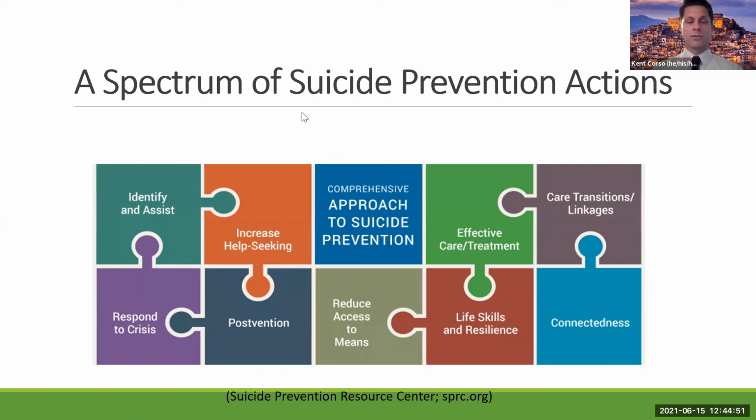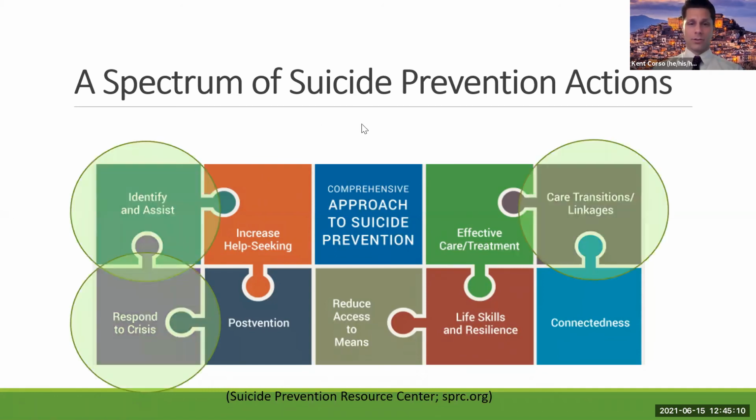So according to the Suicide Prevention Resource Center, now this is part of SAMHSA, which is the Substance Abuse and Mental Health Services Administration, which is a part of HHS, so our federal government's Health and Human Services Department. These nine facets are essential to a comprehensive suicide prevention approach. Now here's the problem. Only the ones circled in green are the ones we tend to do well. We're really great at gatekeeper training, and if you see something, say something.